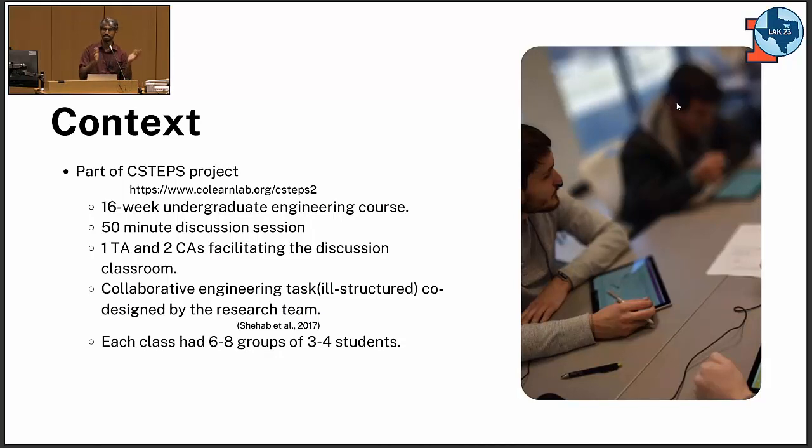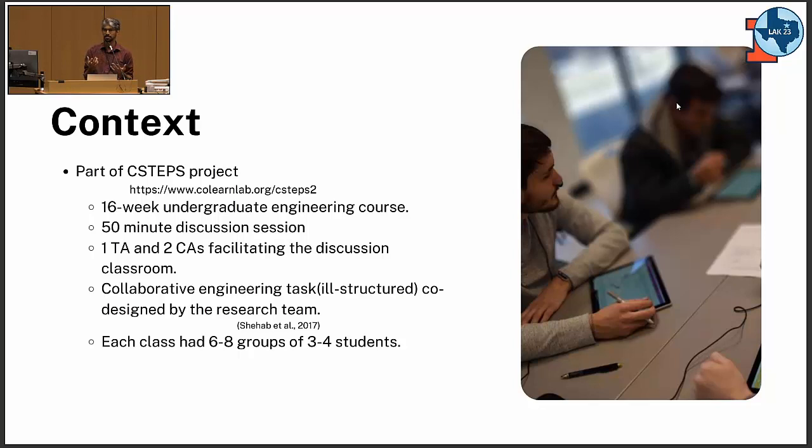This was a 16-week undergraduate engineering course, which was required. There were lectures, and this particular data is from a 15-minute discussion session they had every week. The students were grouped into groups of 4, and the classroom had around 8 groups, roughly 30 to 32 students, and it was facilitated by a TA and 2 CAs.